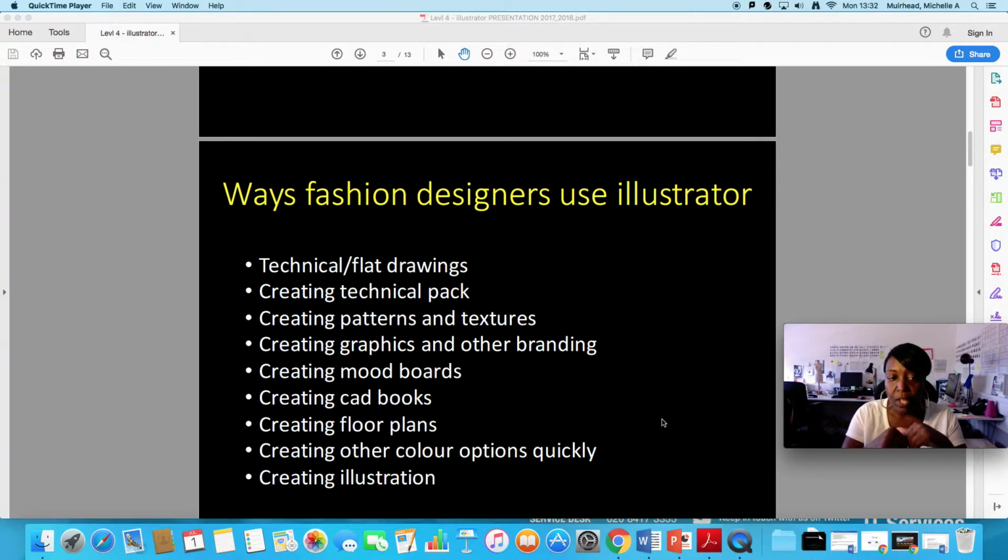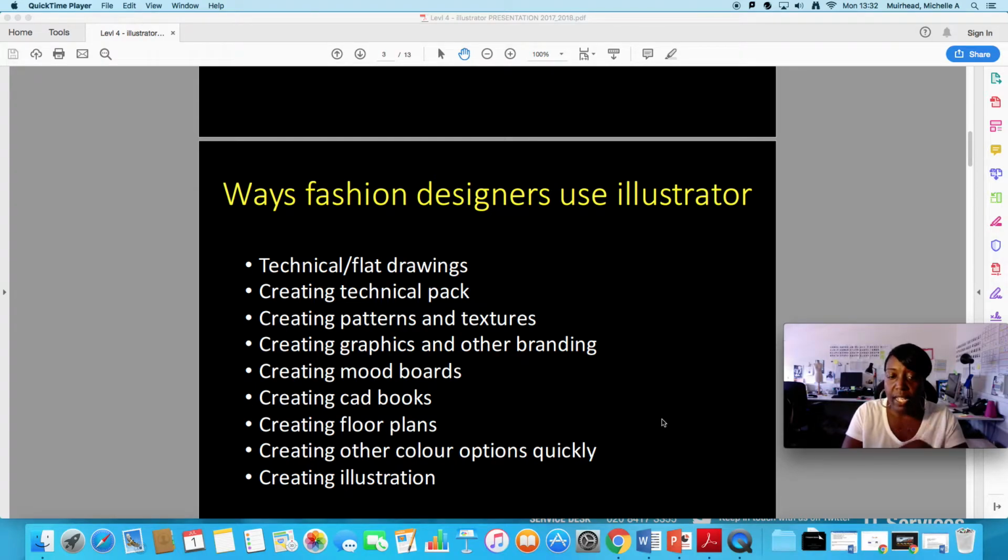A couple of years back, we also used Illustrator to do floor plans. For Tommy Hilfiger, they had to do a rendered drawing of the design of a shop, and then they had to do a floor plan, which is basically an architectural drawing of how things are laid out. It's a bird's eye view. So Illustrator can be used for that as well.